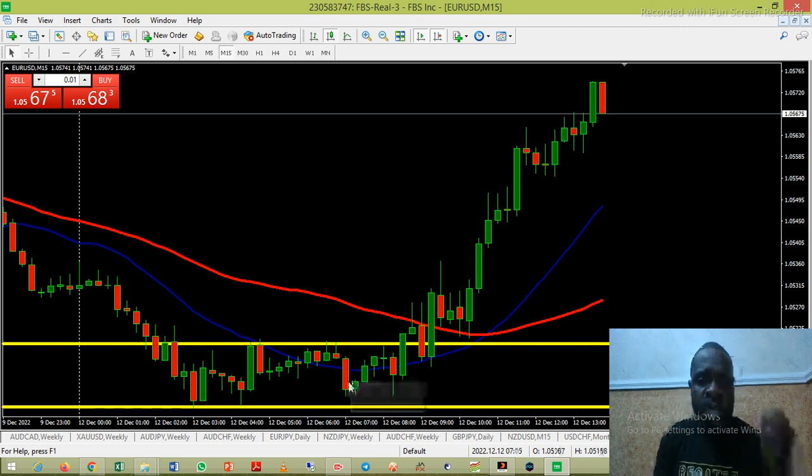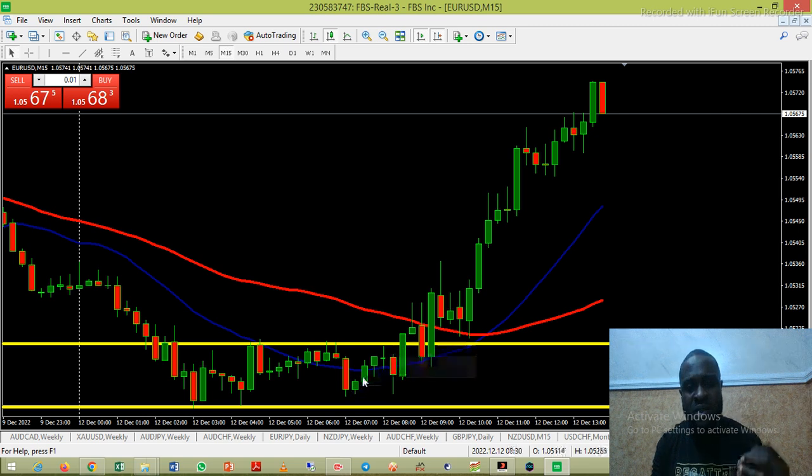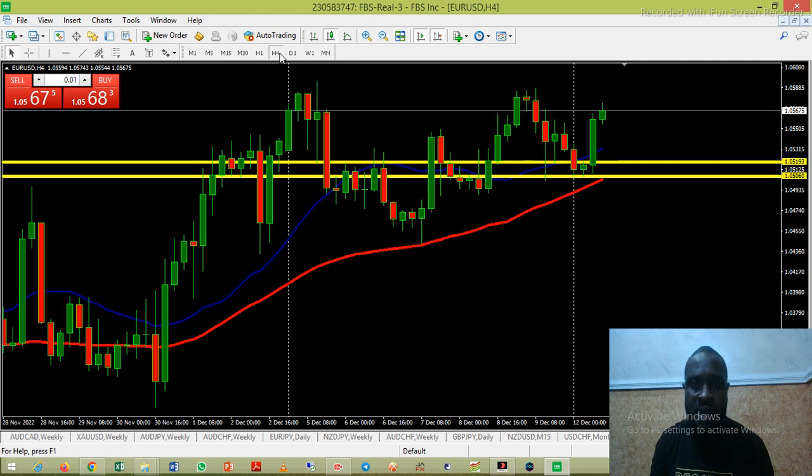So once I see the new candle created this higher low, I enter the trade and put my stop loss here and set my target. I set my target and leave it. So that's how to trade a reversal strategy.